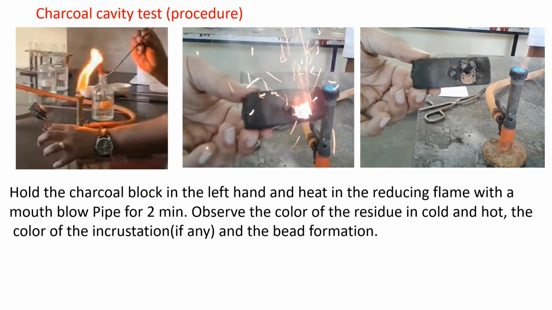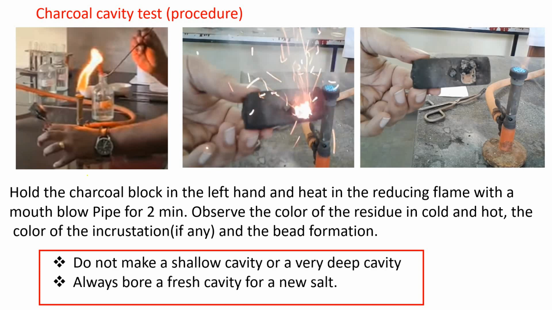You observe the color. Now here 2 things you have to note. Do not make a shallow cavity or a very deep cavity. If you make a shallow cavity, while heating that mixture may fall down. If you make a very deep cavity while boring it, the charcoal block may break, or while heating you have to put more amount of the mixture, which is a wastage of chemical. And the second point is always bore a fresh cavity for a new salt.